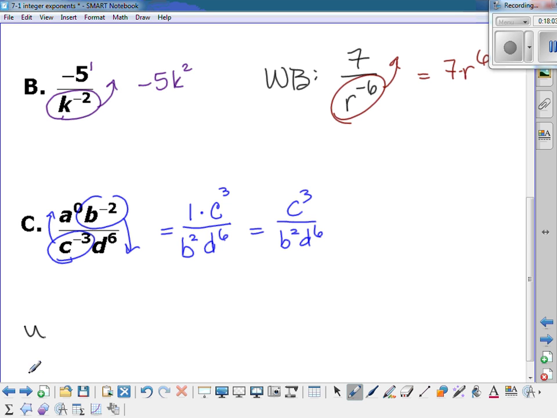All right, so on your whiteboards, you've got 2x to the 0 over 7y to the negative 10. So only move the thing that's not happy.